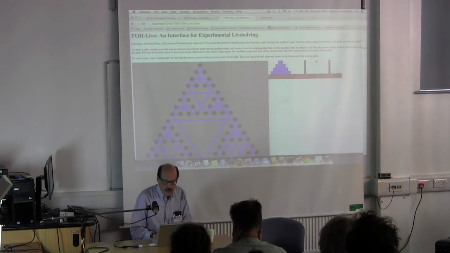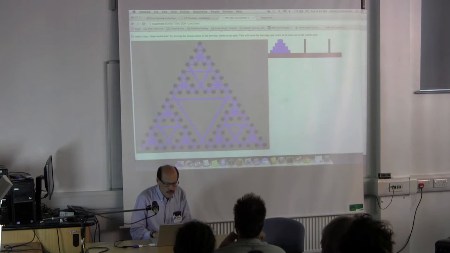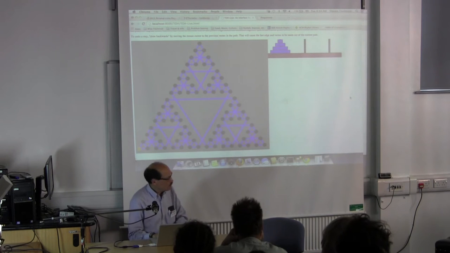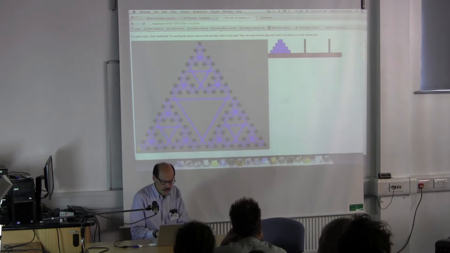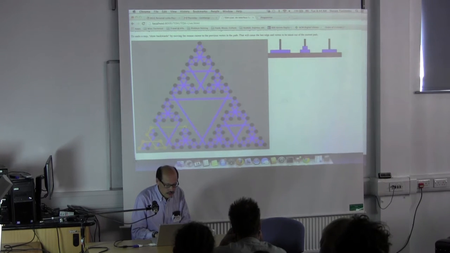So in my live Towers of Hanoi here, what I have is the state space graph on the left and the particular state we're looking at, and this is the initial state, on the right. And if I just move the mouse over the edges of the graph, I am tracing out a path in the graph and at the same time making the moves in the Towers of Hanoi. So let's see. Is this going anywhere? Not clear, but that's all right.